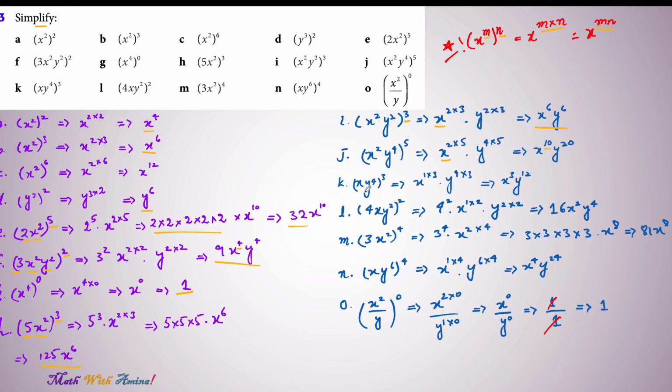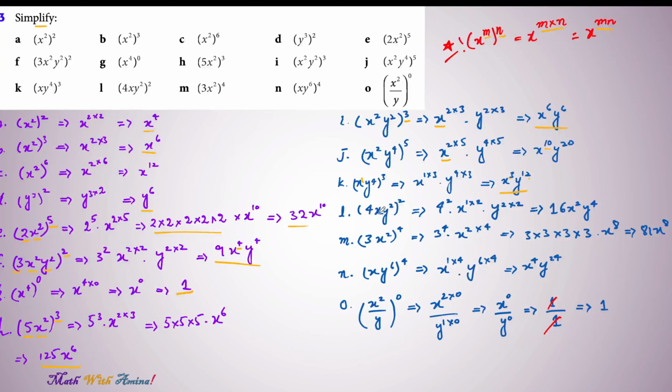Again in here it is the same, x has the power of 1, y raised to the power of 4, and this whole xy raised to the power of 4 is raised to the power of 3. So applying the power of power rule, we multiply the indices. 1 multiplied by 3 is equal to 3 and 4 multiplied by 3 is equal to 12. So we get x cube y 12.